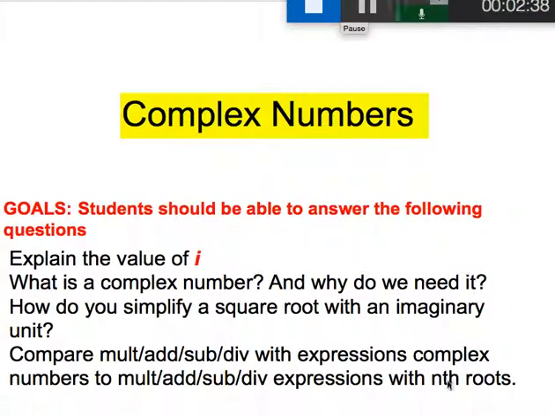You're probably wondering what in the world that means. Basically, all it means is this. When you multiply, add, subtract, and divide expressions that have i's, you're going to treat it just the same as you would multiplying, adding, subtracting, and dividing expressions that have like x squares or x cubes or x to the whatever. It's pretty much the same rules that you follow. So that's all that means. A little complicated, but that's all it means.